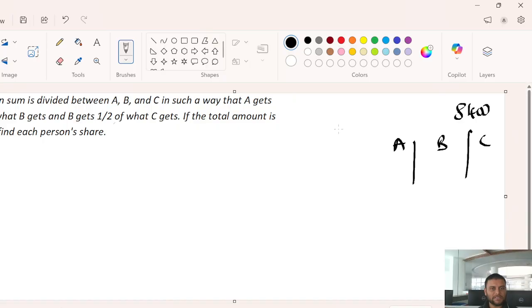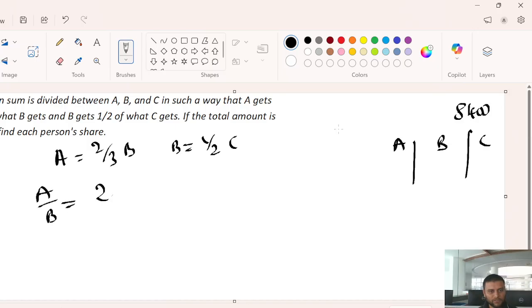So the question says A gets two-thirds of what B gets. B gets 1 by 2 of what C gets. So I can say A by B is equal to 2 is to 3, and B by C is equal to 1 is to 2. Observe the B terms, guys. Here B term is 3. Here B term is 1.